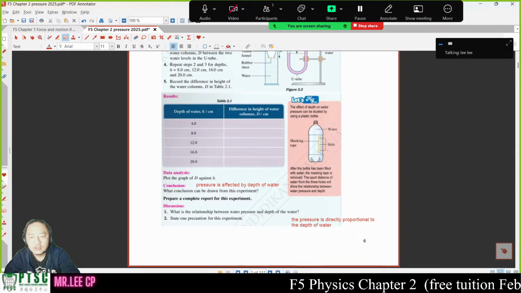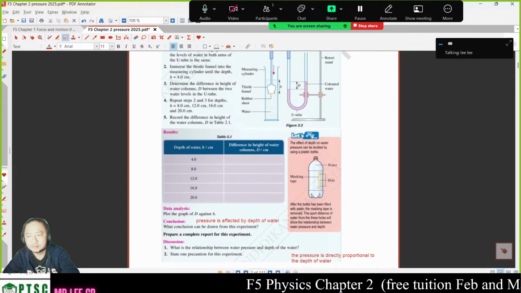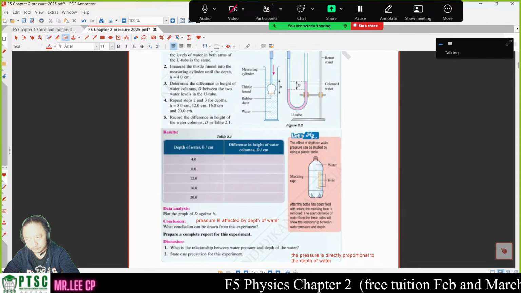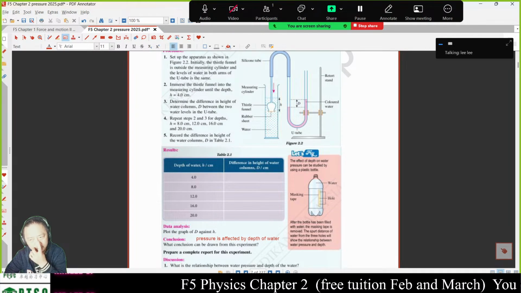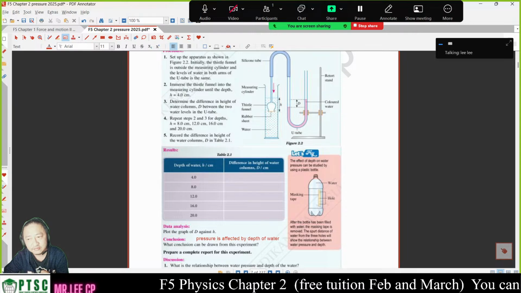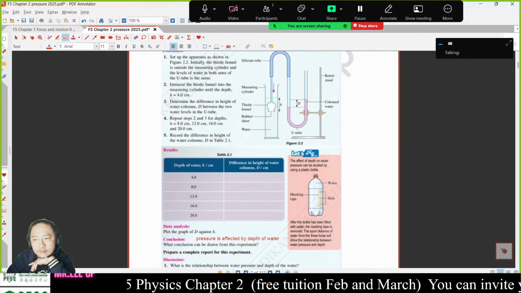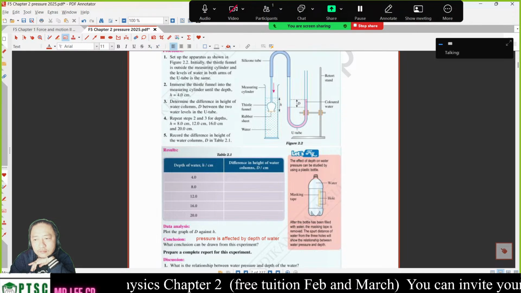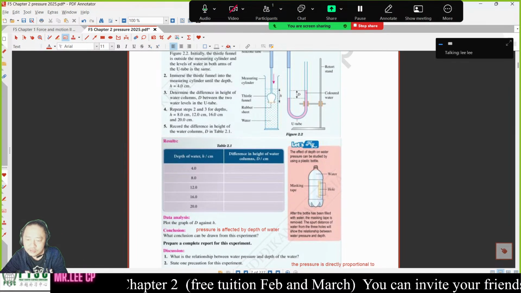So one precaution step in this experiment, make sure the tester funnel. Wait. Let me think. What is the precaution step?